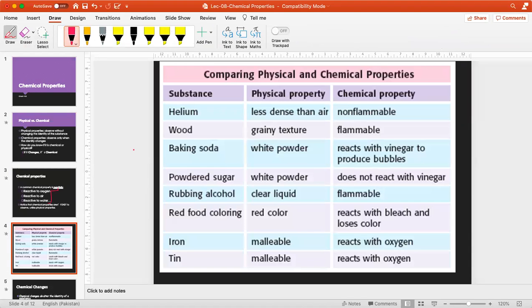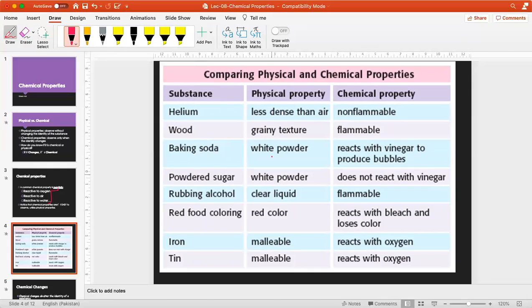Now, comparing physical properties and chemical properties. Take the substance helium. Helium is a gas, and it is known as a noble gas. Its physical property is that it is less dense than air, and its chemical property is that it is non-flammable. It's a highly unreactive gas. Wood has a grainy texture, but its chemical property is that it is flammable.